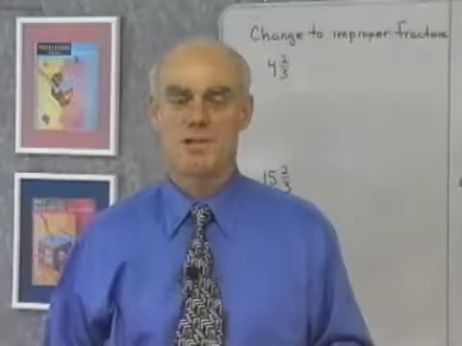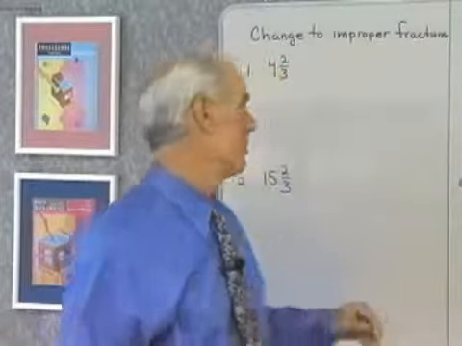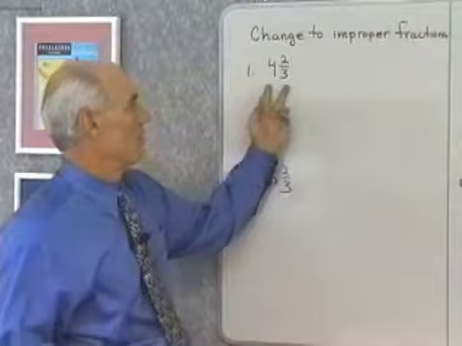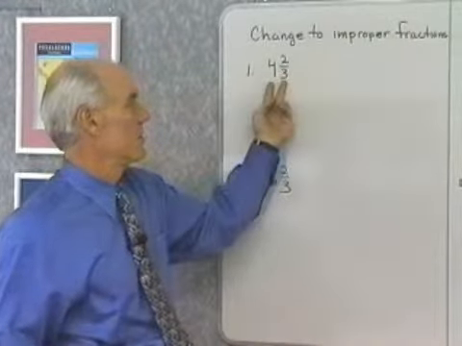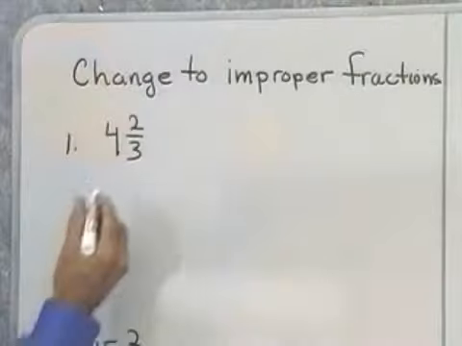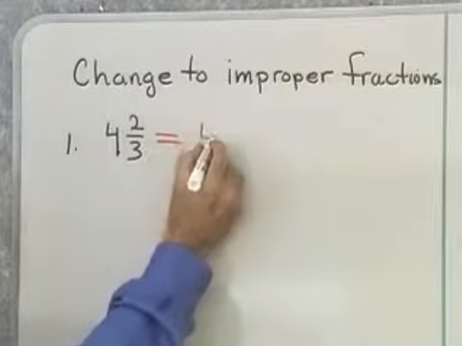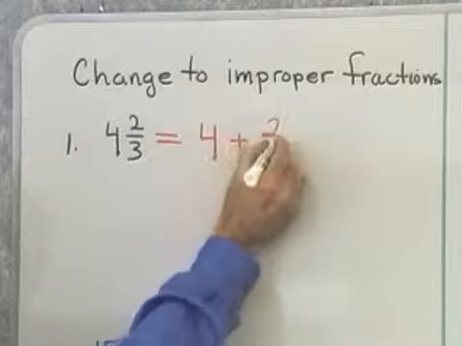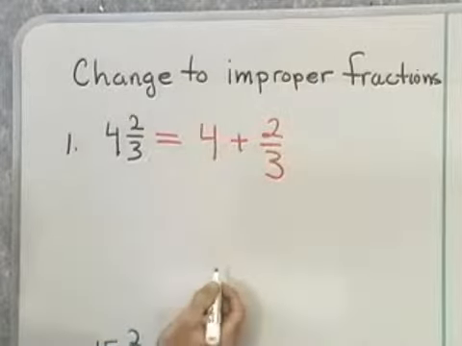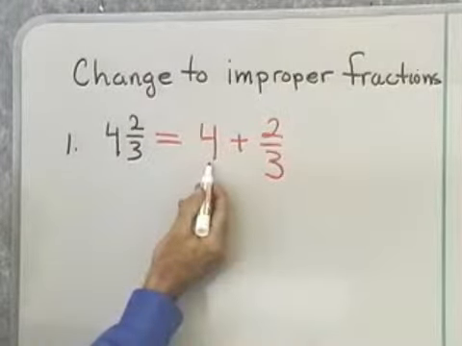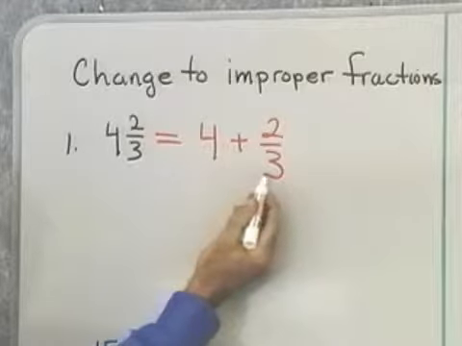A mixed number is the sum of a whole number and a fraction. Over here I've written 4 2/3, and we want to change this mixed number right here to an improper fraction. Now this notation, 4 2/3, is a shorthand notation for 4 plus 2/3. So if I want to change this to an improper fraction, I have to add 4 and 2/3 together.